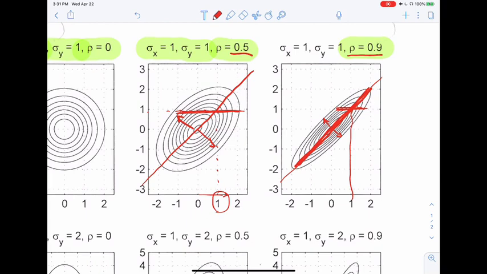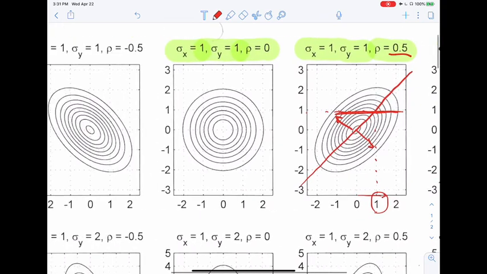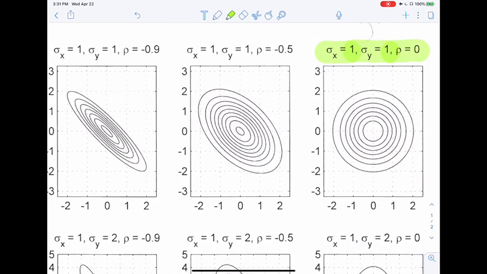That means that x and y are linearly dependent, and because they have the same sigma, that line follows a 45-degree slope. We can look at what happens if we start doing negative correlations, right? So here's a negative 0.5 and a negative 0.9. I should have said negative 0.5, not 0.05. And it's the same thing that we had seen before.